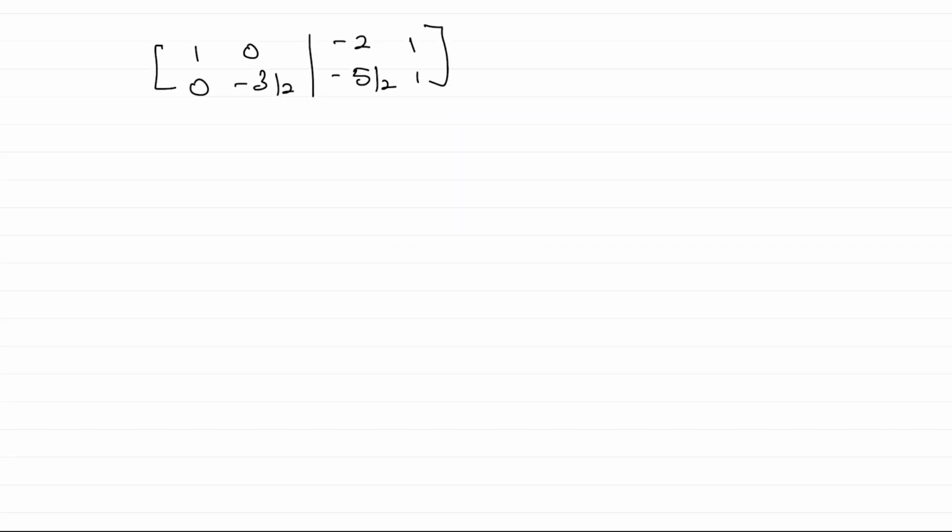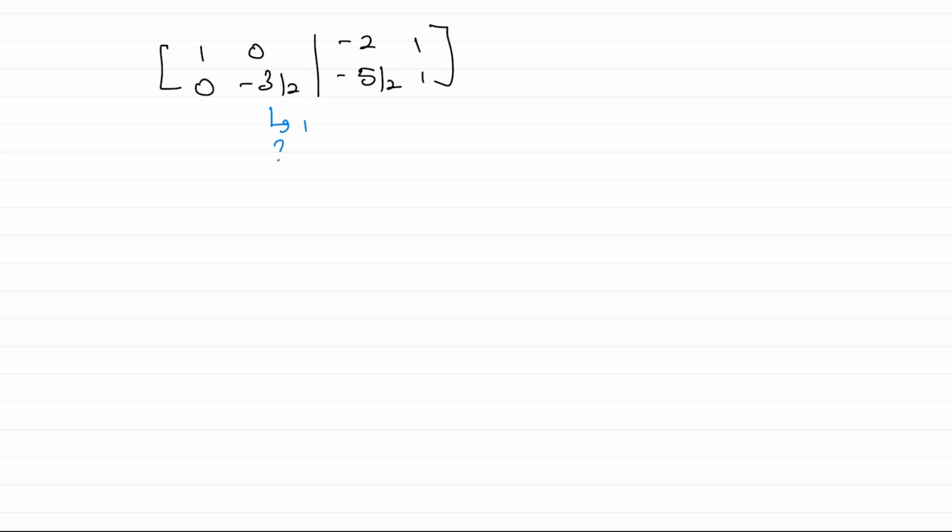Now, I have to make minus 3 by 2 equal to unity. This I should make it as 1. Then what I have to do? I should multiply this minus 3 by 2 by minus 2 by 3. Means, R1 I will not change. R2 I will change, multiply with minus 2 by 3 R2.